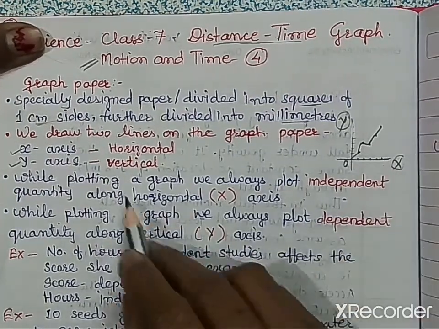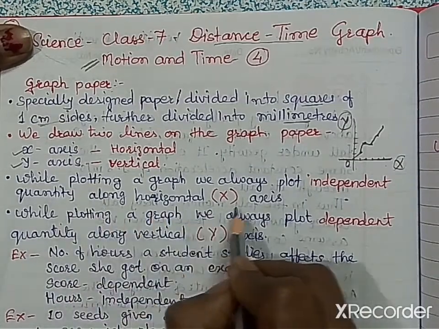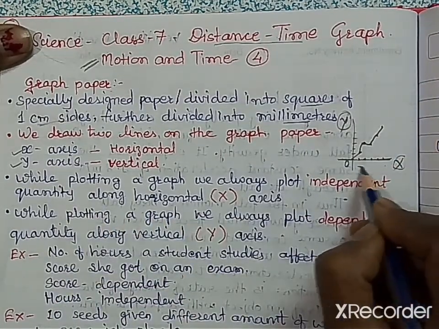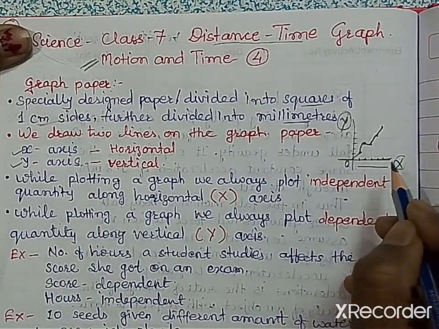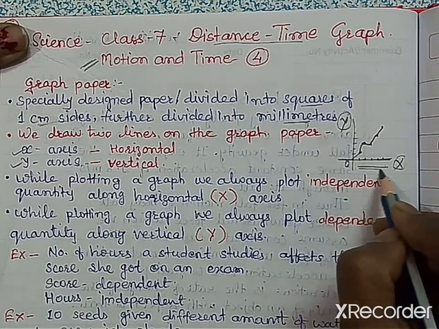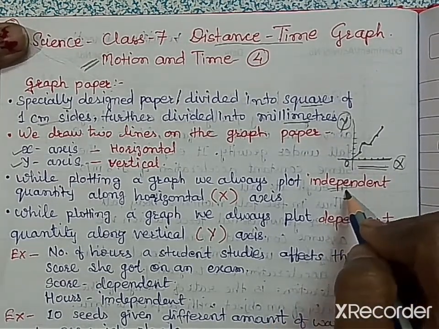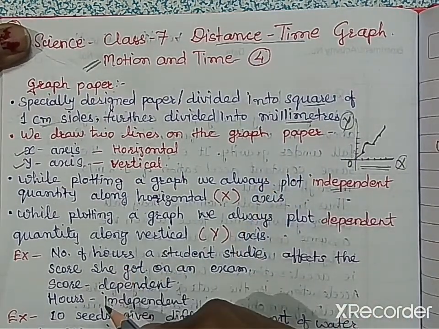While plotting a graph, we always plot the independent quantity along the horizontal axis. Here we always denote the independent quantities, which do not change. These quantities do not change, and that's why they are known as independent quantities, for example time in this distance time graph.